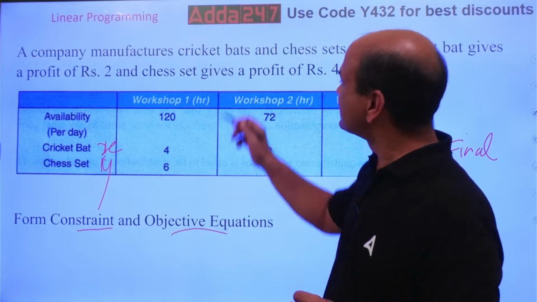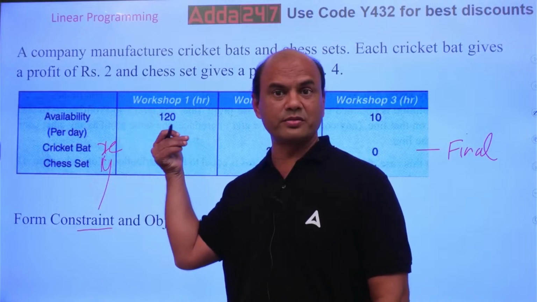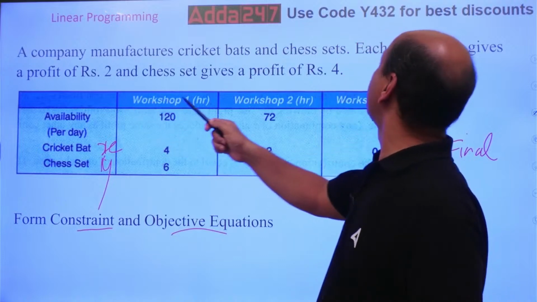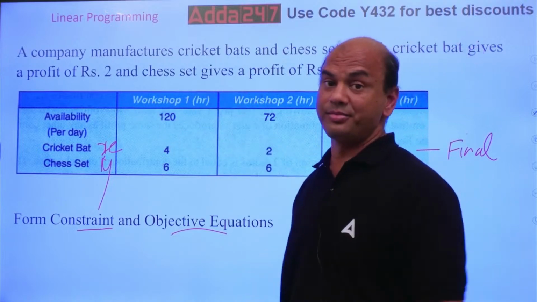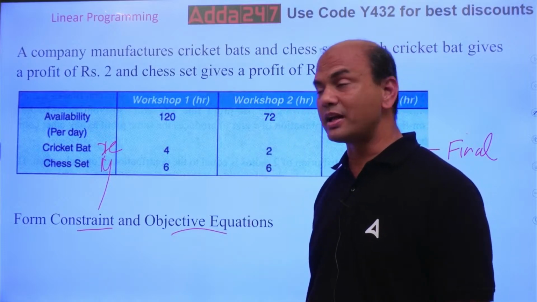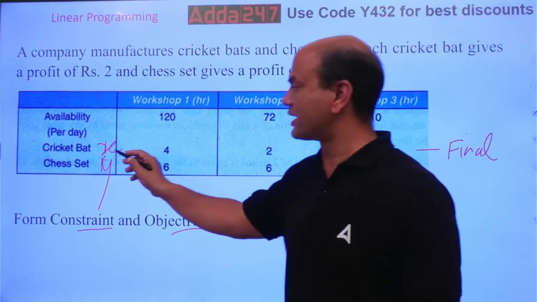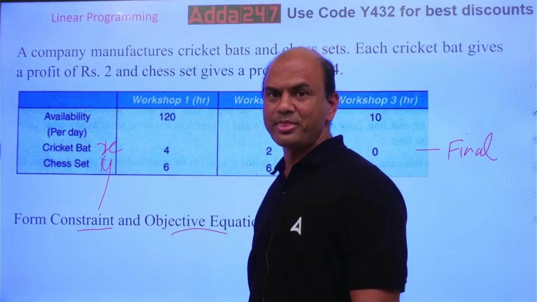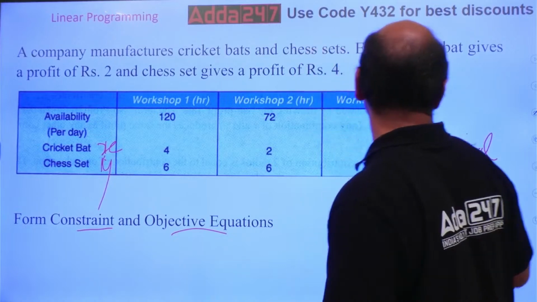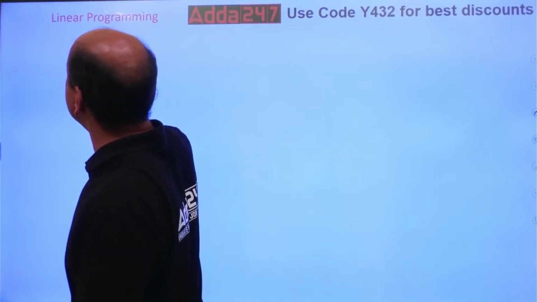What is given? Look at this. What is the objective? Let's say you are the owner of this company. What is the profit of a cricket bat? 2 rupees per bat. Chess set, 4 rupees per chess set. Now what am I manufacturing? X cricket bats and Y chess sets. So what will be my total profit then? Let's solve. I'll write the objective first.